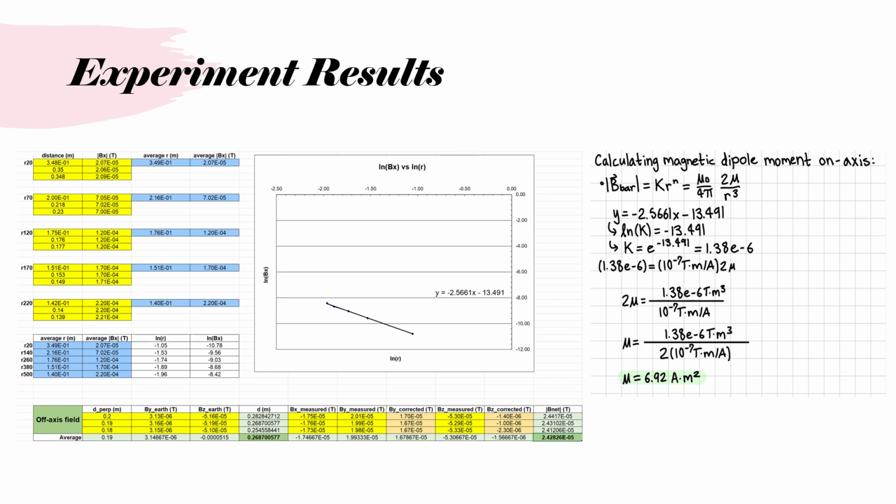The results of the experiment are shown here. On the left is my Excel sheet. You can see the results of the distances for each of the on-axis magnetic fields as well as the off-axis magnetic fields, and then my graph that shows the data as a line and the formula that has n as the slope and k as the intercept, or ln k as the intercept. And then on the right you can see how I use this to calculate the magnetic dipole moment.